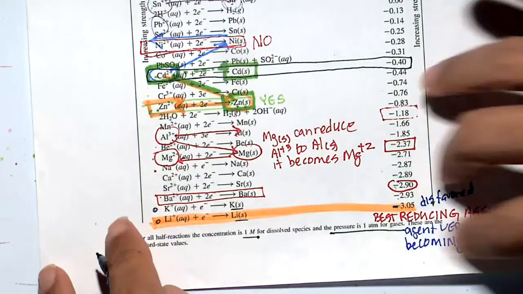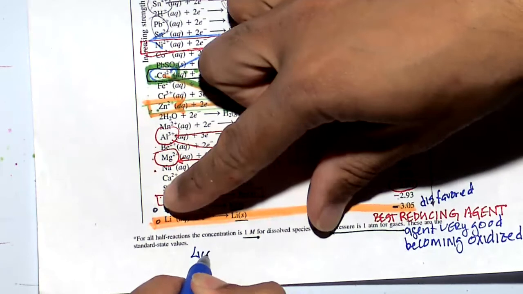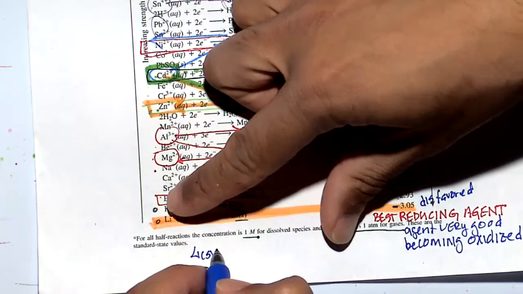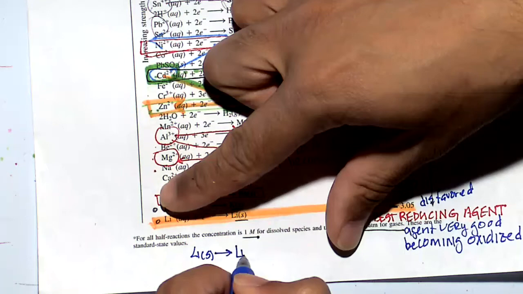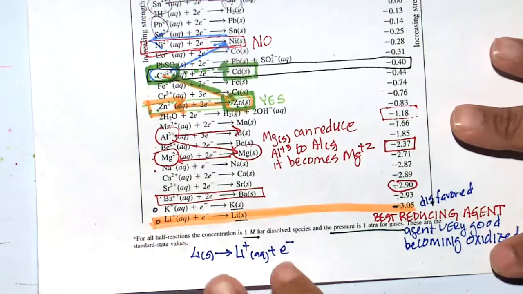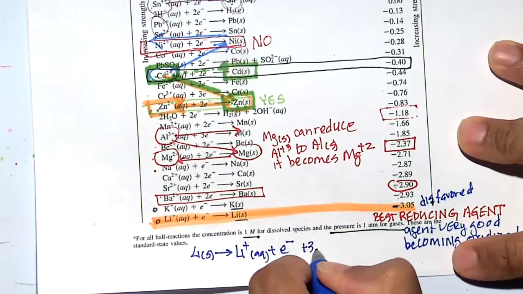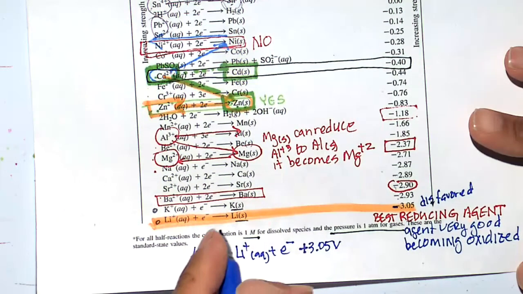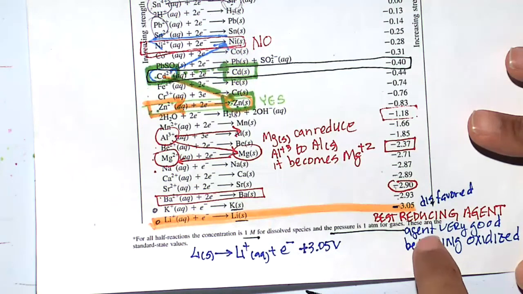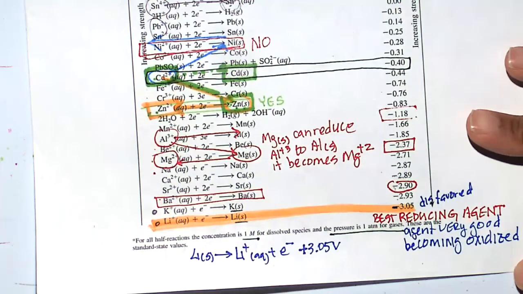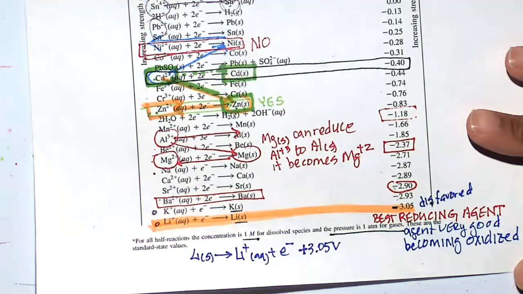Okay, what about the reverse? At positive 3.05 volts, it's very favored. It's the highest value here if you flip it. So you see, flipping it and making it oxidation, losing 1 electron, is very favored. So we say lithium is a good reducing agent because it's very good at getting oxidized. You see, if we flip it, it's positive 3.05 volts.